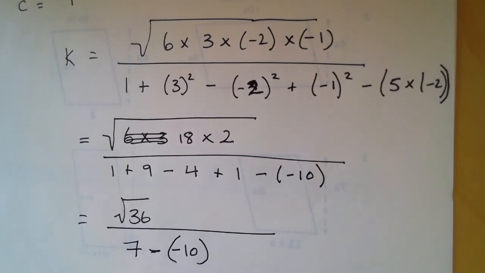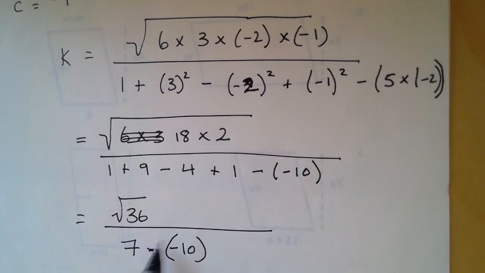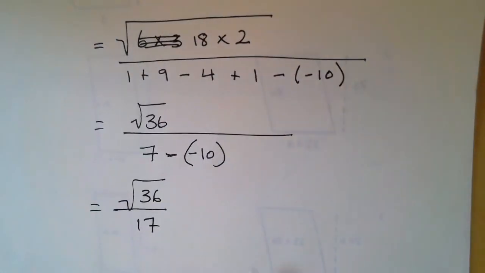If we are subtracting a negative number, we are adding, so this is square root of 36 divided by 7, add 10 is 17. What's the square root of 36? Square root of 36 is 6 over 17.